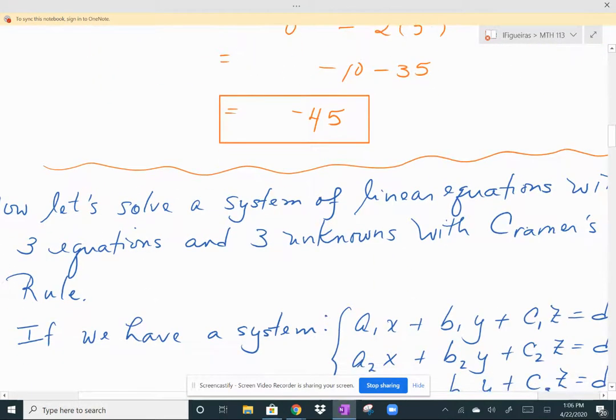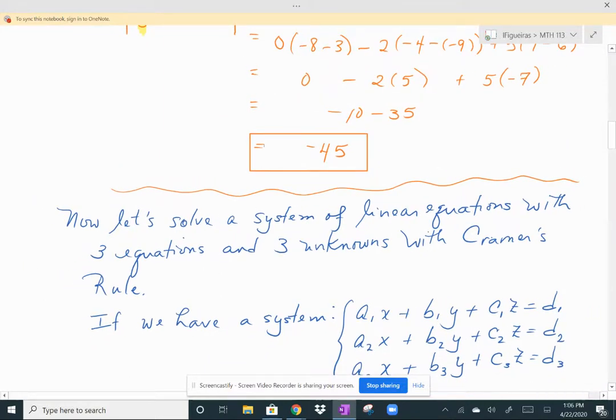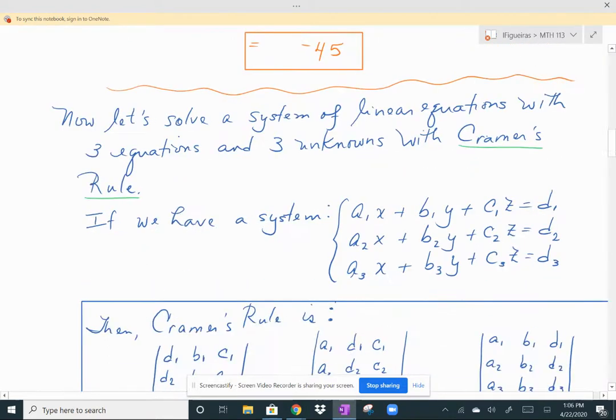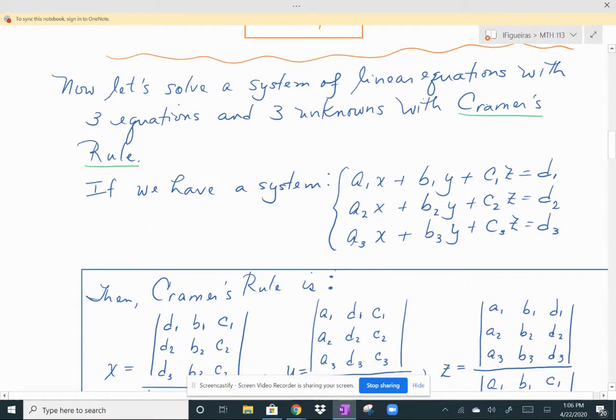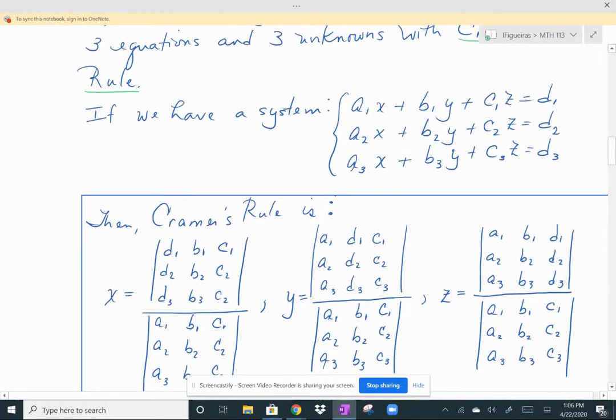All right, so now we're going to solve a system of linear equations with 3 equations and 3 unknowns using Cramer's rule. Remember, we used Cramer's rule on a 2 by 2, and now we're going to do this on a 3 by 3. So the rule is a little bit more complex, but it's not bad. It just takes quite a bit of space in your notebook. So just keep that in mind if you're writing things down.